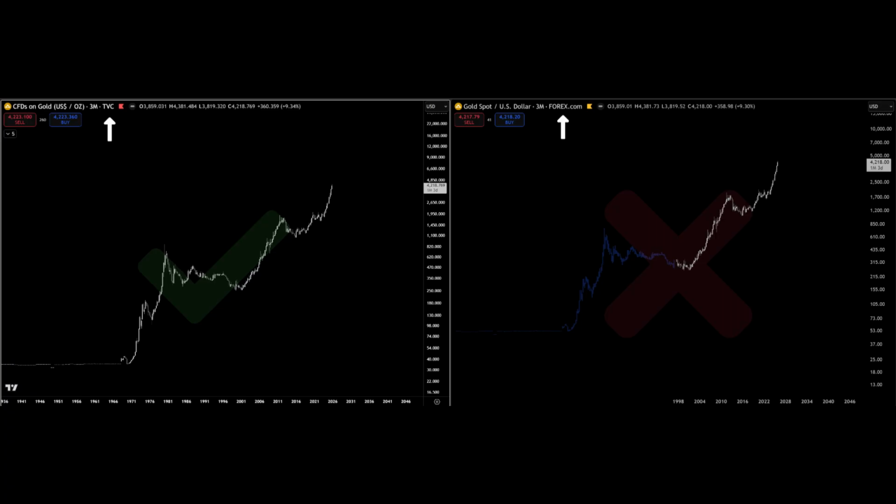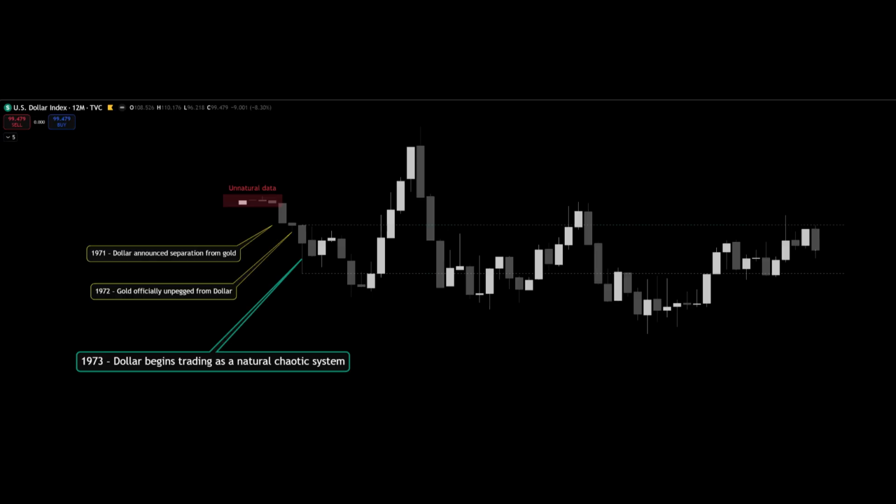5. Some charts don't start at the true beginning. Sometimes data is broken or incomplete, making it impossible to identify the original conditions. In that case, it's always better to find a proper index of the asset, because an index usually contains the full historical story. 6. Even an index must be natural, not artificial.